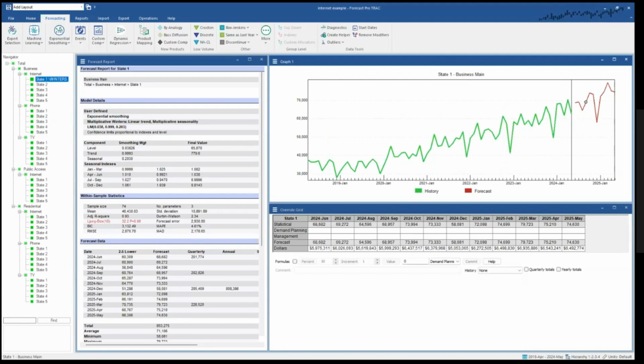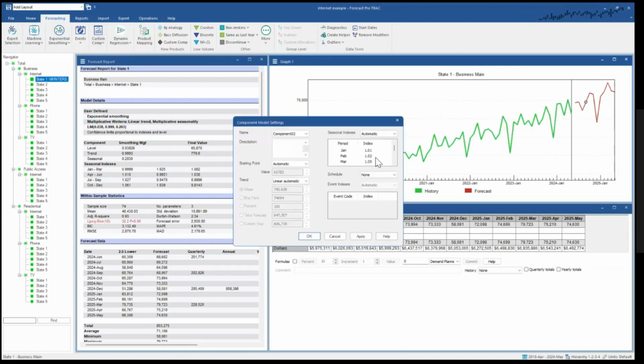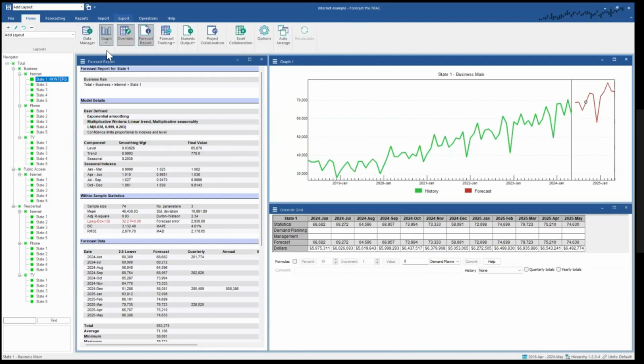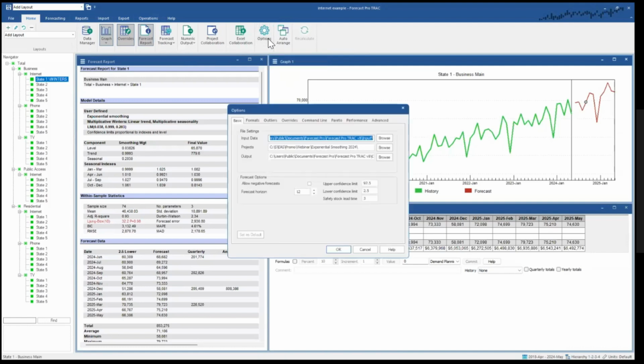The next one we're going to look at, we're back to this internet data, the installation data, is the custom component model. We've already talked about this model: it has a level, a trend, and a seasonal pattern. And the question is, what if I want to change one of these? Before I choose custom component, I'm going to change the forecast horizon. I'm going to do something that I don't recommend, which is take a monthly data set and forecast it out 5 years.